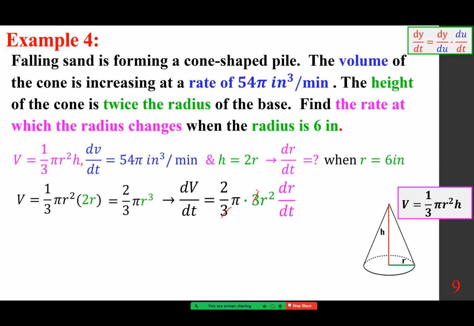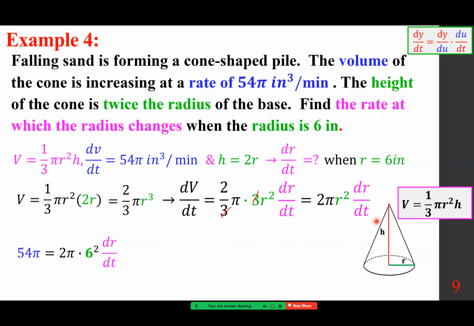Simplification will give us 2 pi r squared dr dt. So just plug in. What is dv dt? We wrote it, 54 pi. 2 pi r squared dr dt. What is r? 6 inches. Missing is dr dt.